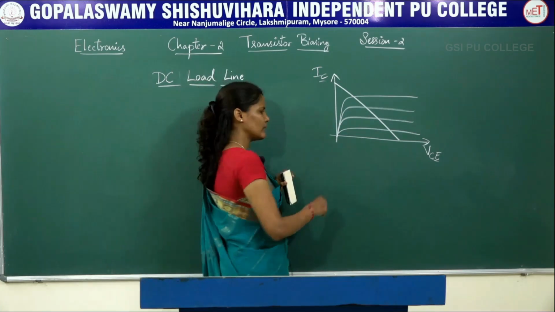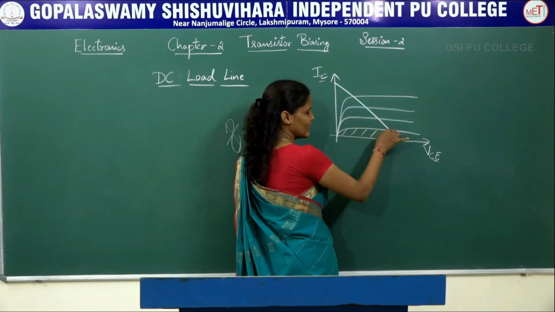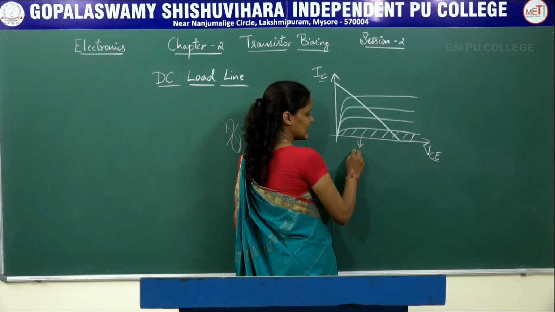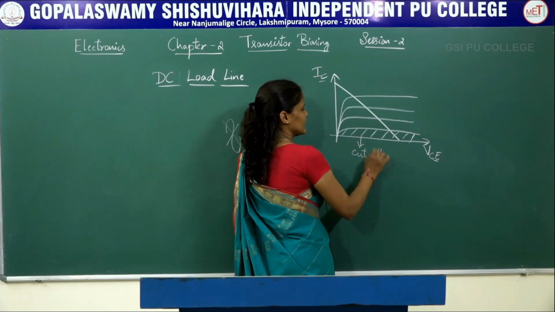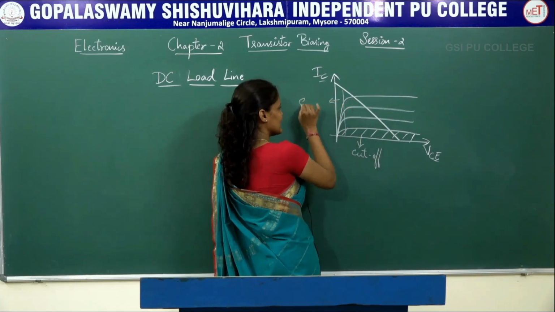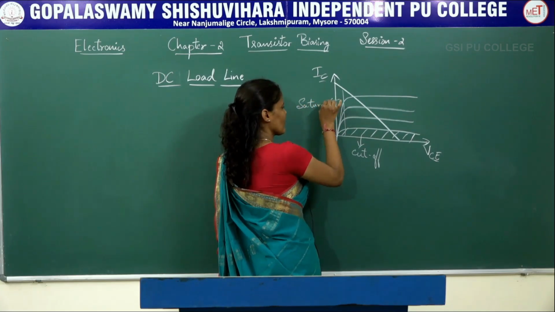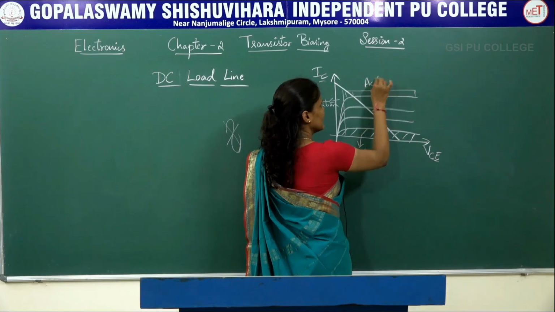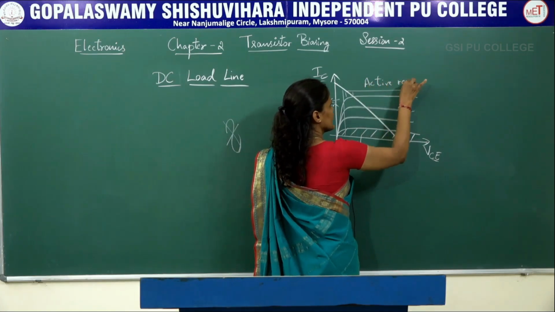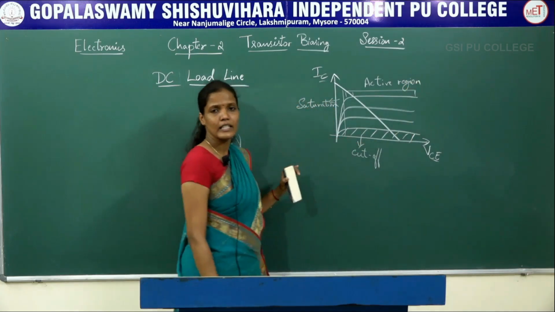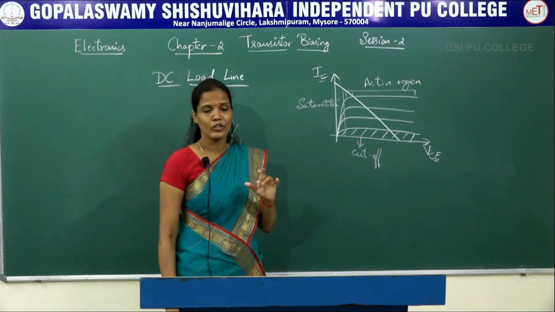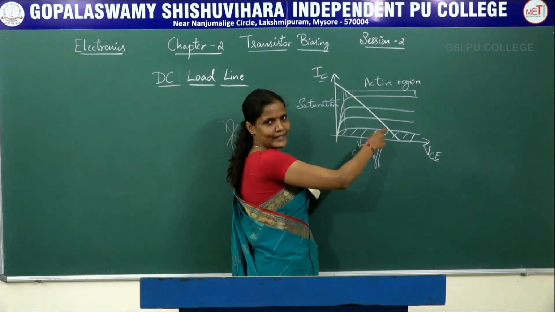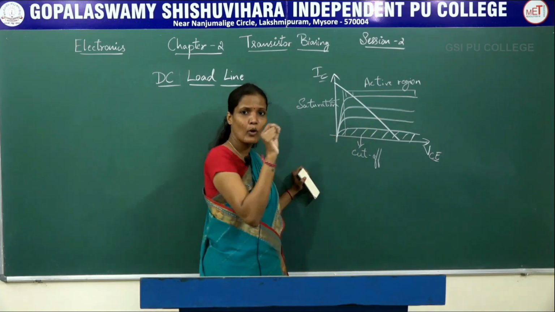This is very much important because in the output characteristics we are having 3 different regions, as I told you in the earlier session. This is the cutoff region, this region is the saturation region, and this region is called the active region. While explaining the need for biasing, I used the word Q point. In this DC load line, I have to select the point called the Q point.